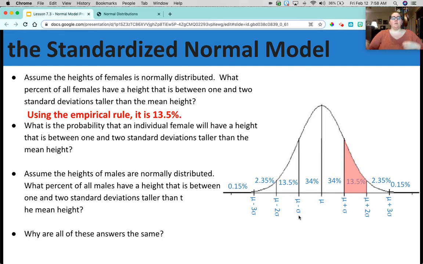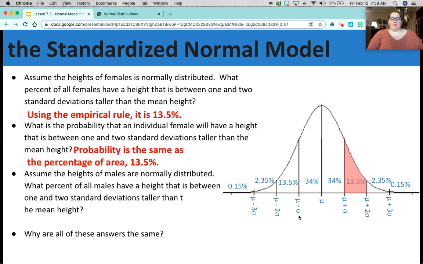Right? I could also rephrase that question and say, what is the probability that an individual female will have a height that is between 1 and 2 standard deviations? That's the same thing. Probability is the same thing as the percentage of the area on our normal model. So I can phrase that question in two different ways, and it's the same thing. So still 13.5% or 0.135.